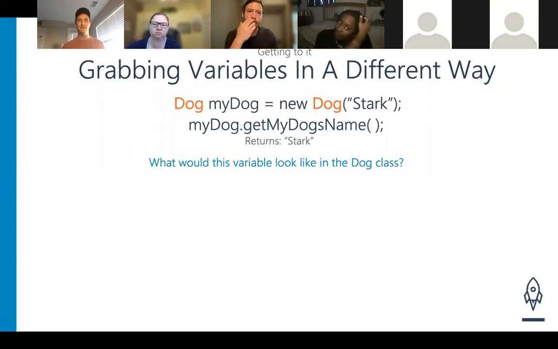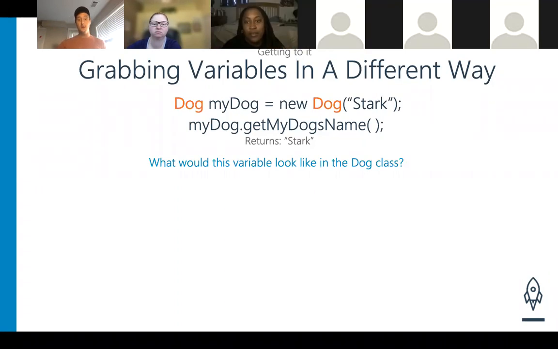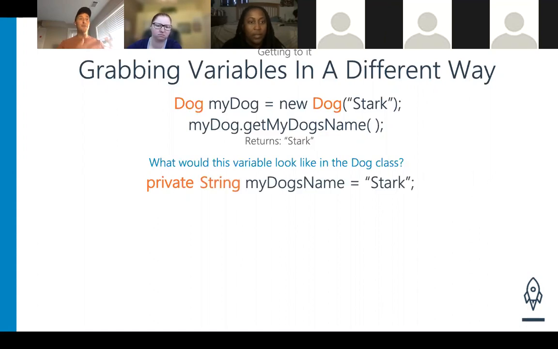What does it start with? Public. Remember, are class variables ever public? Private. Very good. Class variables are always private. Awesome. Private, and then keep going. What's next? String. It's not going to be final. It's not going to be static. We're going to put String there. Very good. And then we say myDogsName because that's what the getter's name was. getMyDogsName. We know the variable is going to be called myDogsName from that method name. So there you go, and equals Stark.